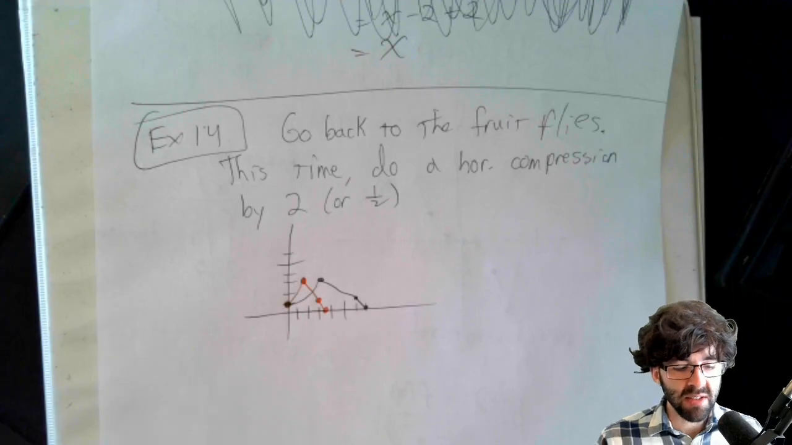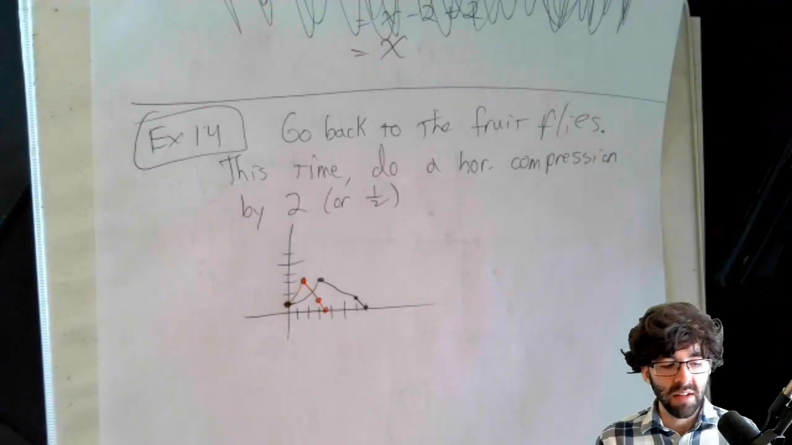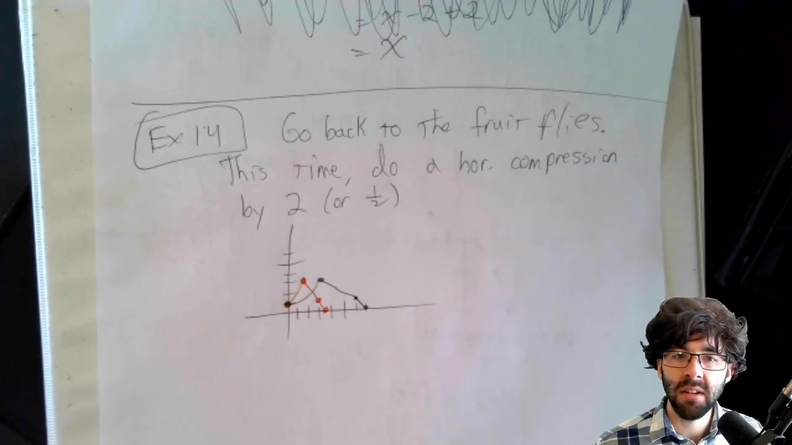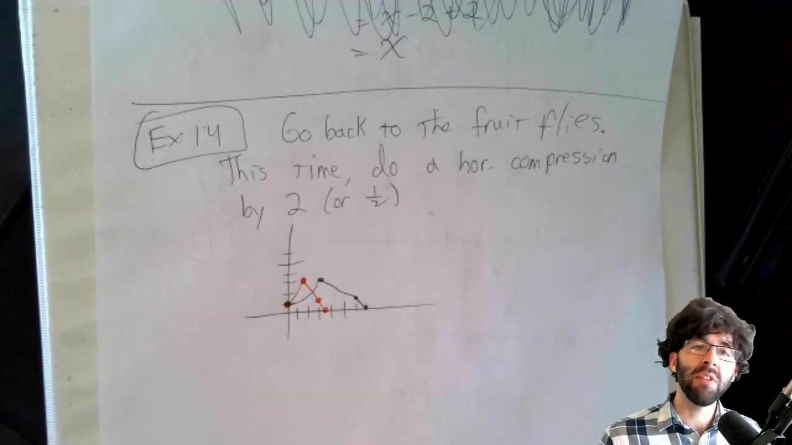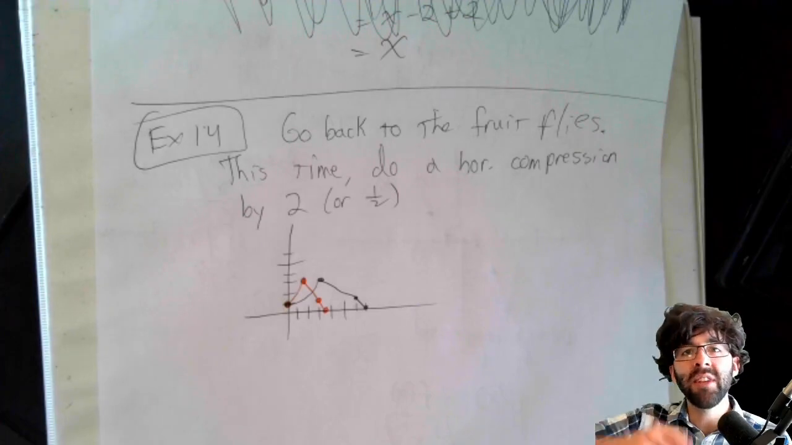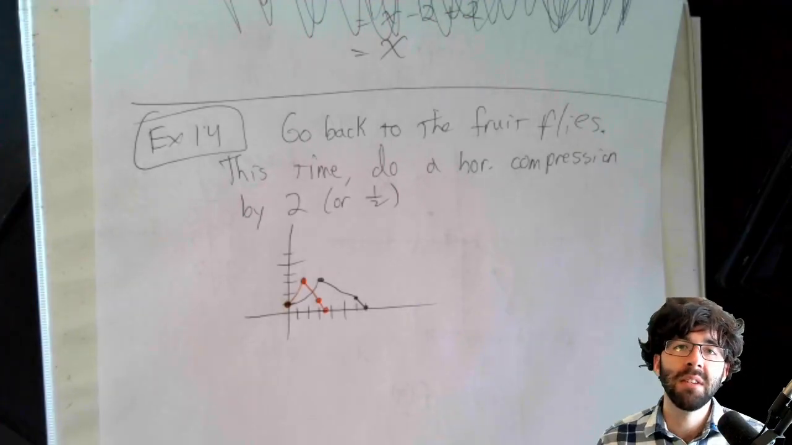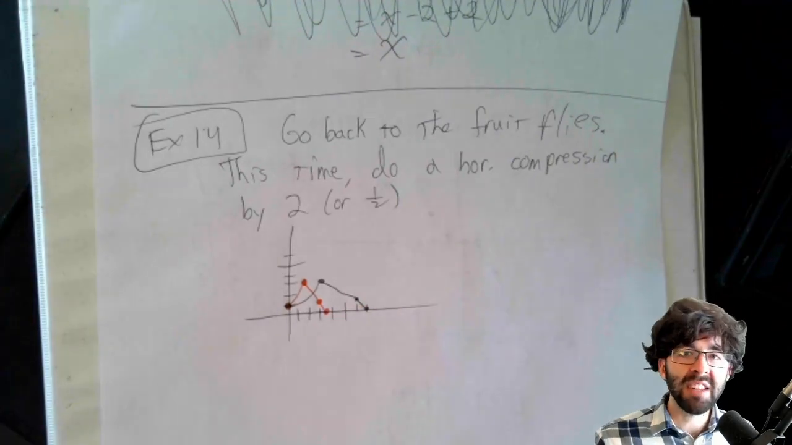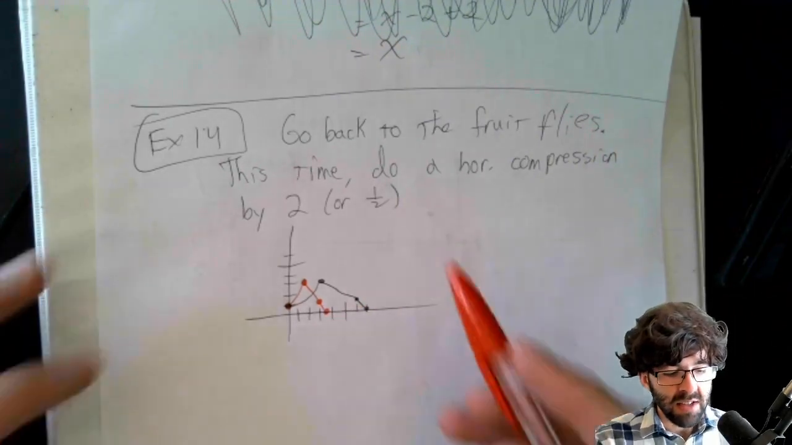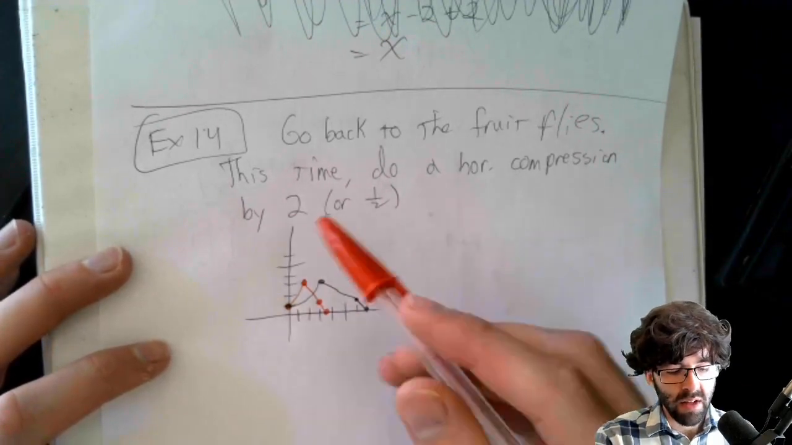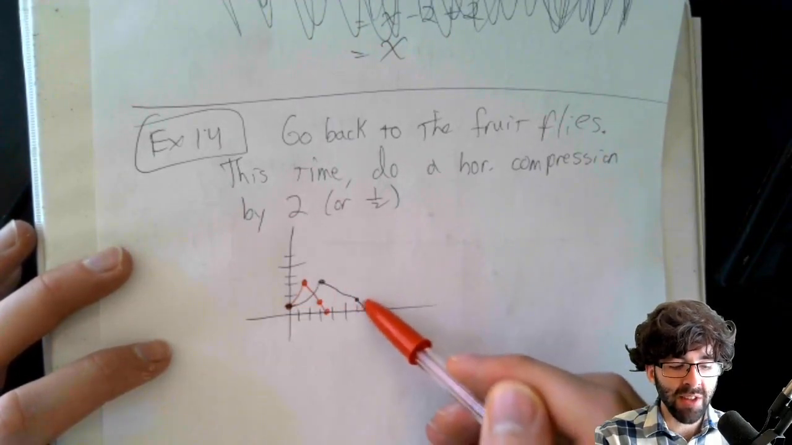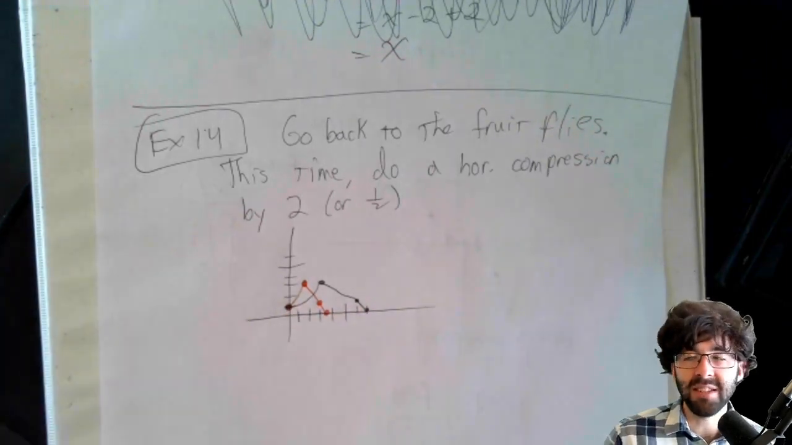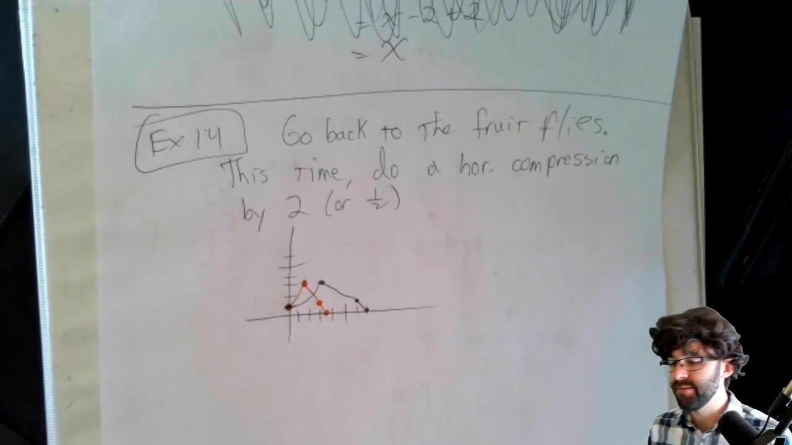Horizontal compression just means everything happens twice as fast. So if we're actually thinking about a population of fruit flies, in the first example with vertical stretching, that's like if we had double the population. In this example, this is a horizontal compression. This is as if everything's happening twice as fast. So instead of the black thing, where the experiment took 7 days for them all to die, this is twice as fast. It took 3.5 days for all the fruit flies to die. Okay.